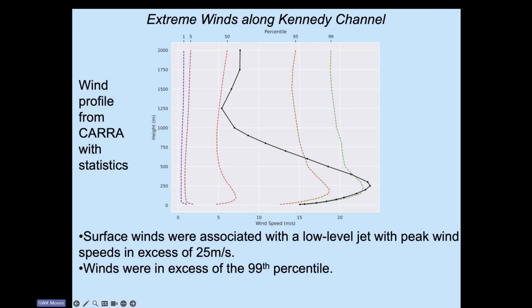And so you can see that the sustained winds were 15 meters per second at the surface. But interestingly enough, they were associated with this low-level jet, where the wind speeds were in excess of 25 meters per second. And you can see that the winds during this event were close to or exceeded the 99th percentile. So this really was an extreme wind event, and they were just quite unfortunate to be there for that event. But you can see that this low-level jet is there in these statistics as well. And so one of the things that we're working on is trying to understand what are the dynamics of these low-level jets and what is the interaction with the topography.